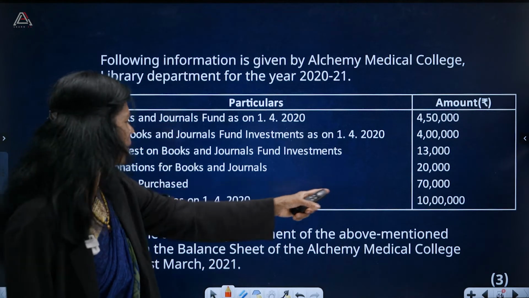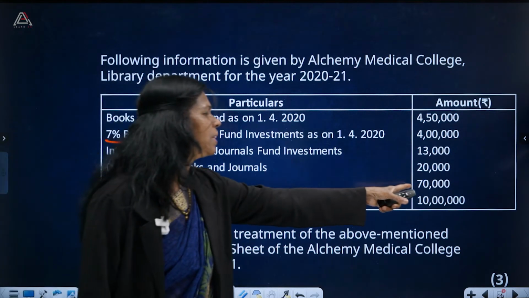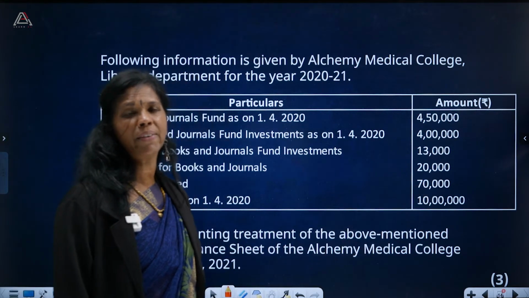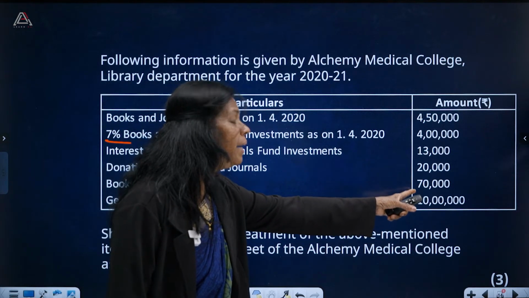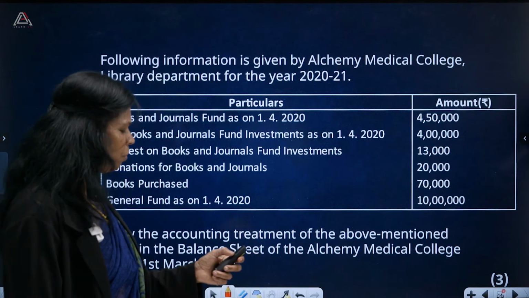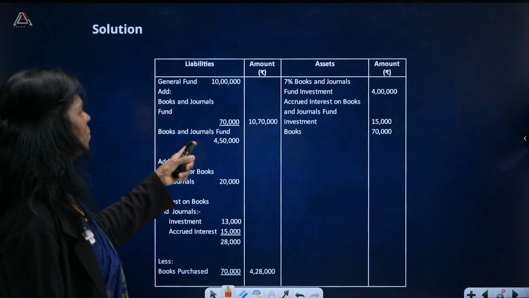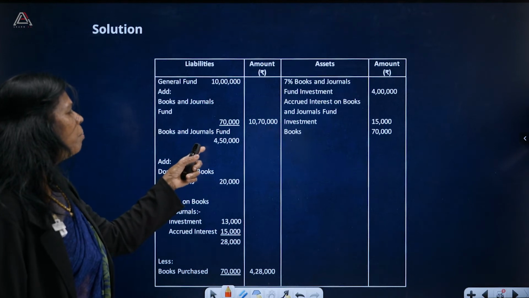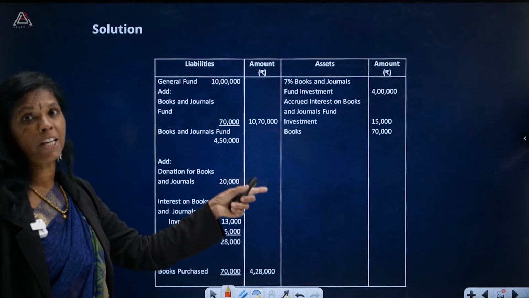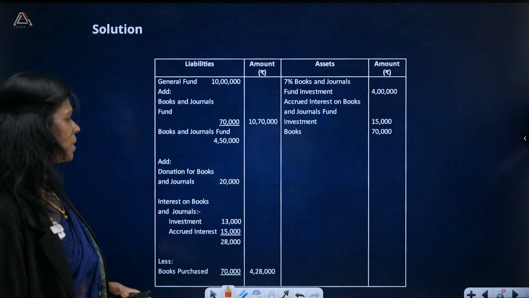See, books purchased 70,000. It is given in the question, 70,000. This along with this general fund, we have to add it, this 70,000, and it will be shown on the liability side. See, 10 lakh 70,000. The next item, book and journal fund. It is given in the question, 4,50,000.